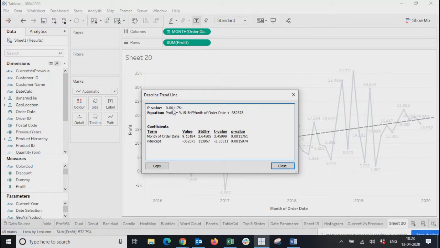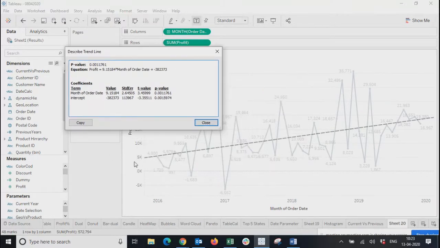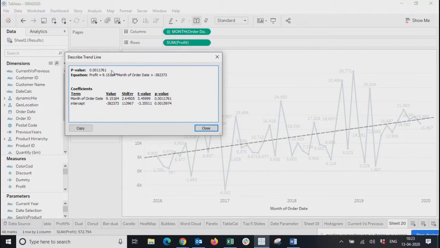I think it's the probability factor. Exactly. P-value is nothing but probability. Right? So probability means the probability of this trend, the trend which is showing that it's going from 5k towards up, the overall trend of my data is going upside. So the probability of this is this much.